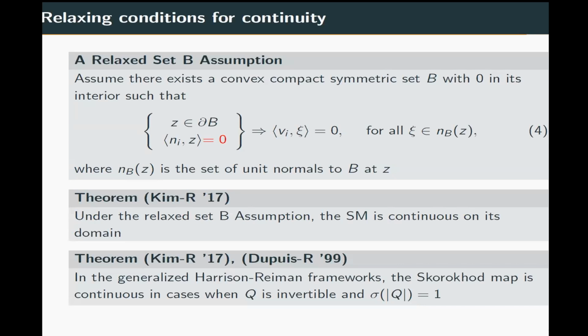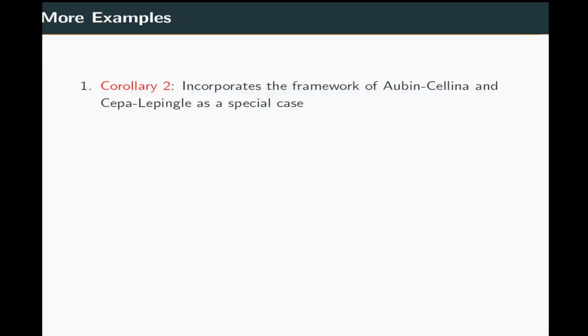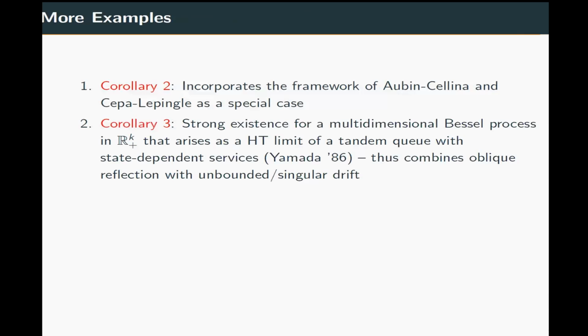And so we showed that under the relaxed set B, the Skorokhod map is continuous on its domain using this general maximal accretive framework. And in the generalized Harrison-Reiman framework, this actually includes the case when sigma is 1. Okay, I'll go quickly through the other corollaries. It incorporates the framework of Aubin and Cellina as a special case, so maximal monotone normal reflection, the Dyson Brownian motion kind of thing. You can do an SDE version of it, of course, which I didn't want to write down for you. I'm sure you're grateful for that.